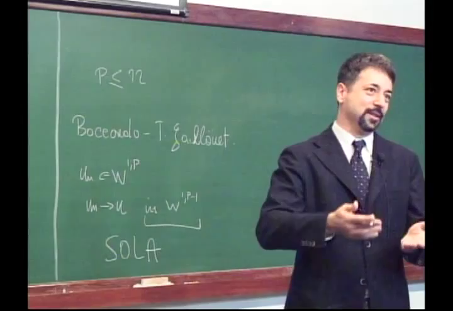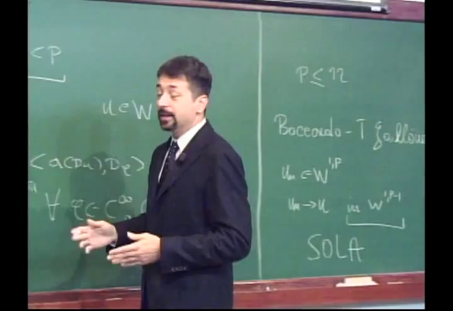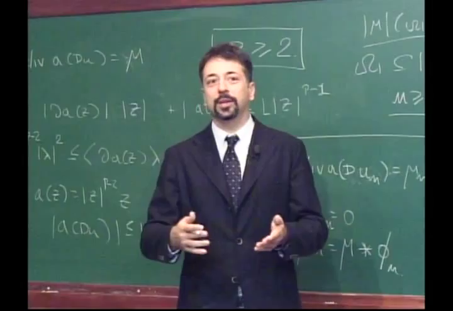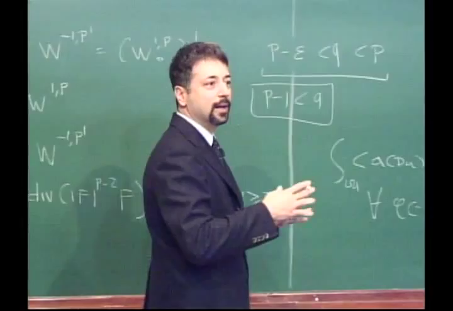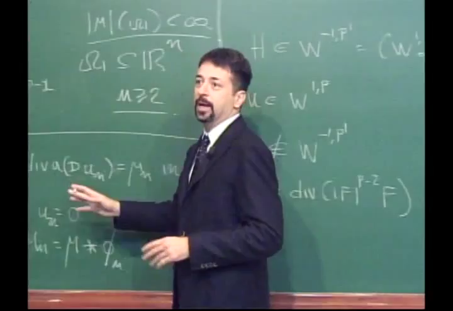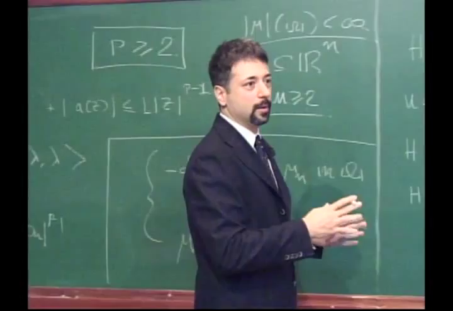And in fact, what is the problem with SOLA? The problem is that they are not known to be unique. So you solve the problem, but you don't know if the solution is unique in that class. And in fact, finding a function space, let's say a class, where to solve the Dirichlet problem in a unique way is a very hard, is a main open problem in the theory of measure data problems. And so this is still open.